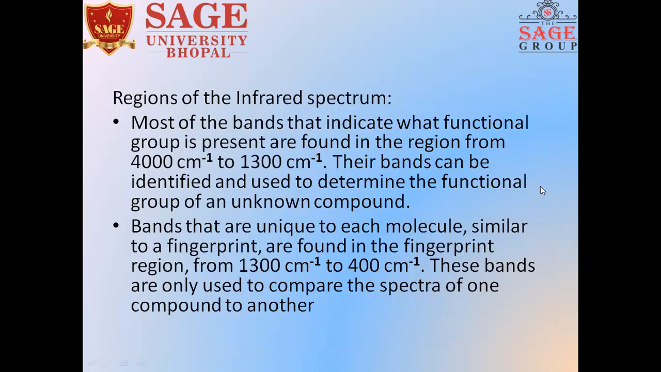So, what is the infrared spectrum? As we know, the spectrum of light contains ultraviolet rays, visible rays, and infrared radiation. From 0 to 300 nanometers, it is made up of the ultraviolet spectrum. From 300 to 700, it is the visible spectrum, in which we can see. And from 700 nanometers and above, it is called infrared radiation. Most of the functional groups are found in the region from 4,000 centimeter inverse to 1,300 centimeter inverse. Their bands can be identified and used to determine the functional group of an unknown compound.